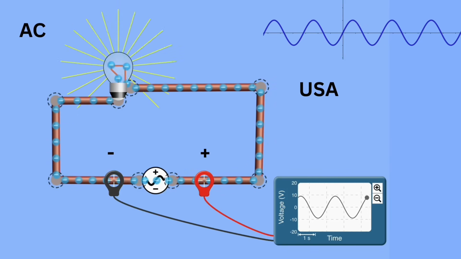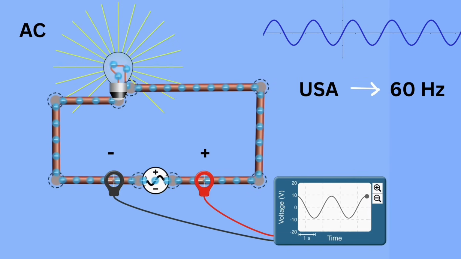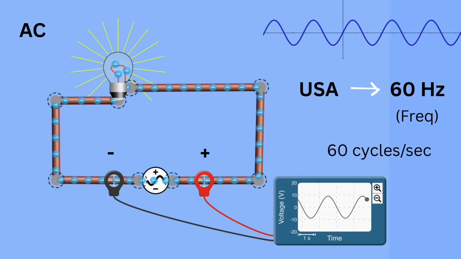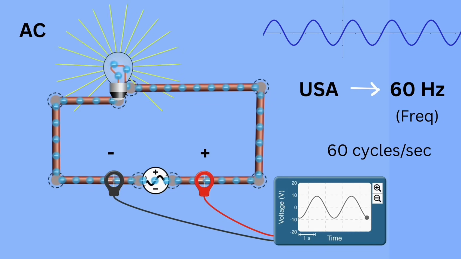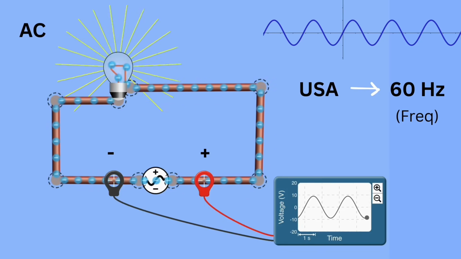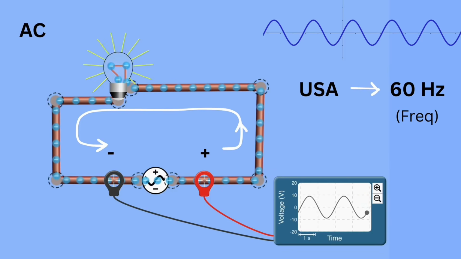Now, in the United States, we have a 60 Hz supply, which means the frequency is 60 cycles every second, so each terminal changes its polarity 120 times per second. As mentioned earlier, current always goes from the positive terminal to the negative terminal.